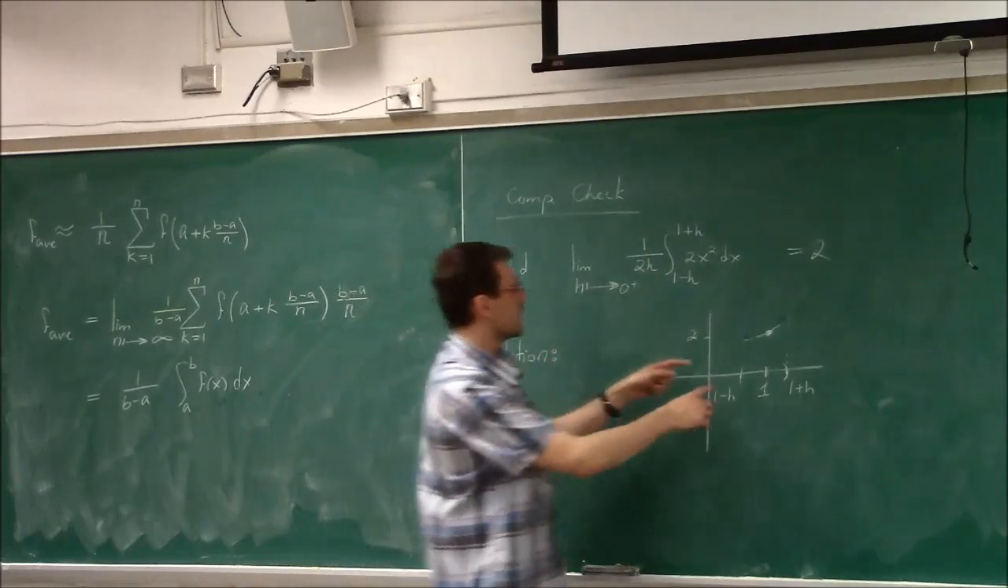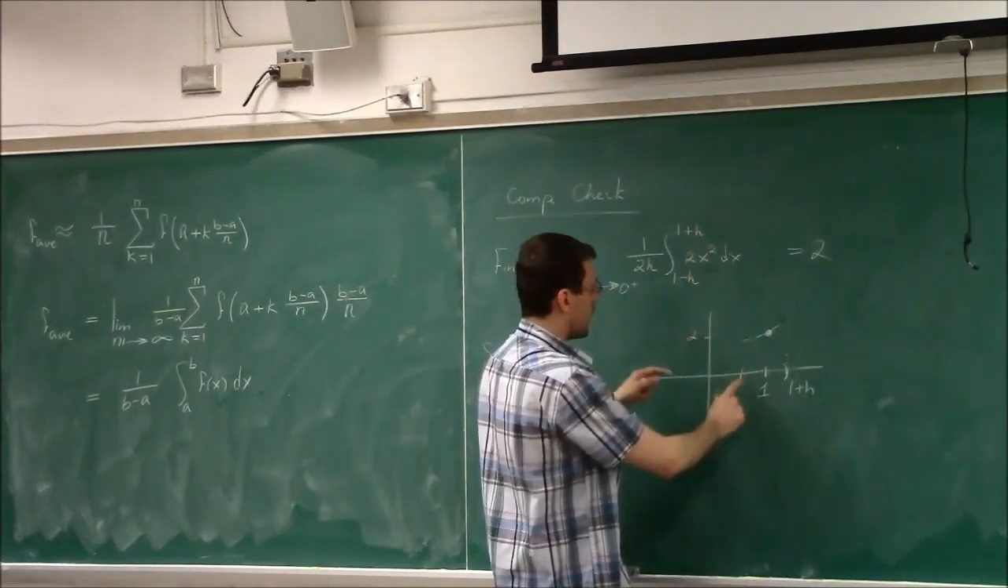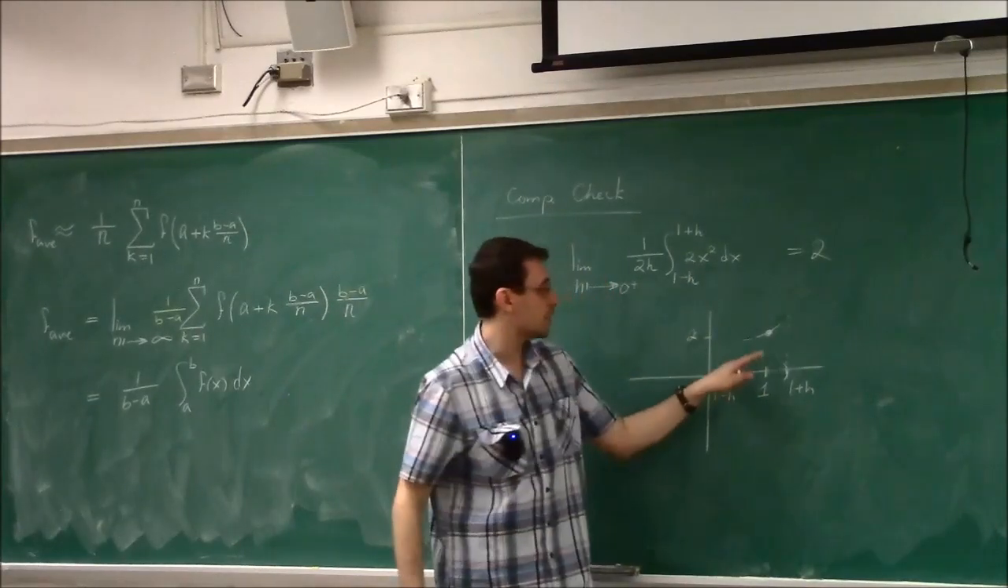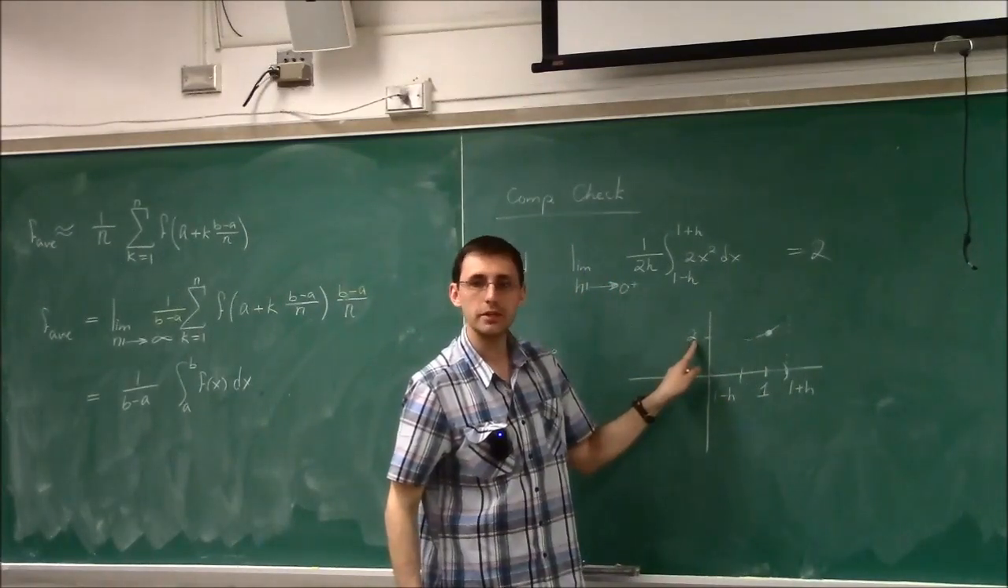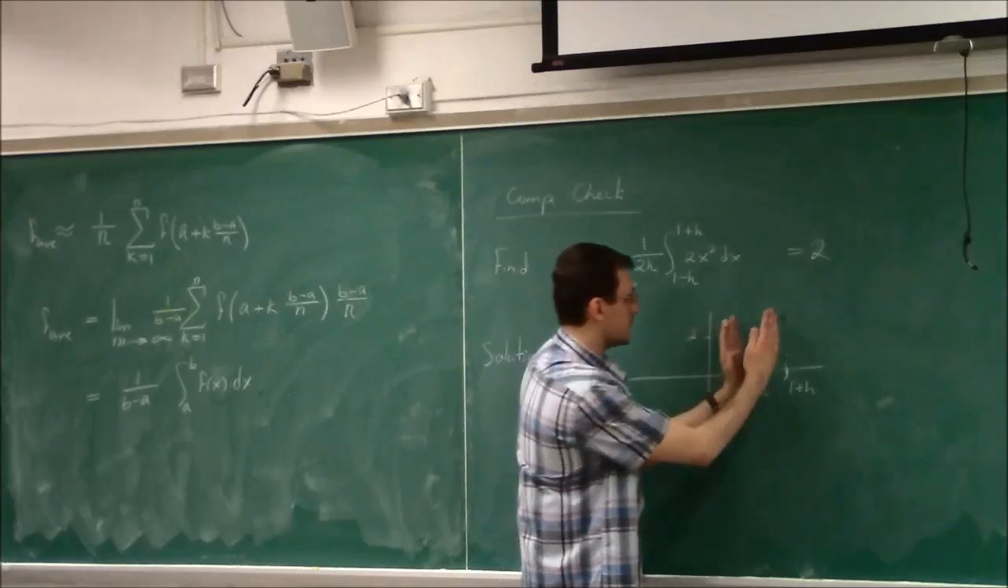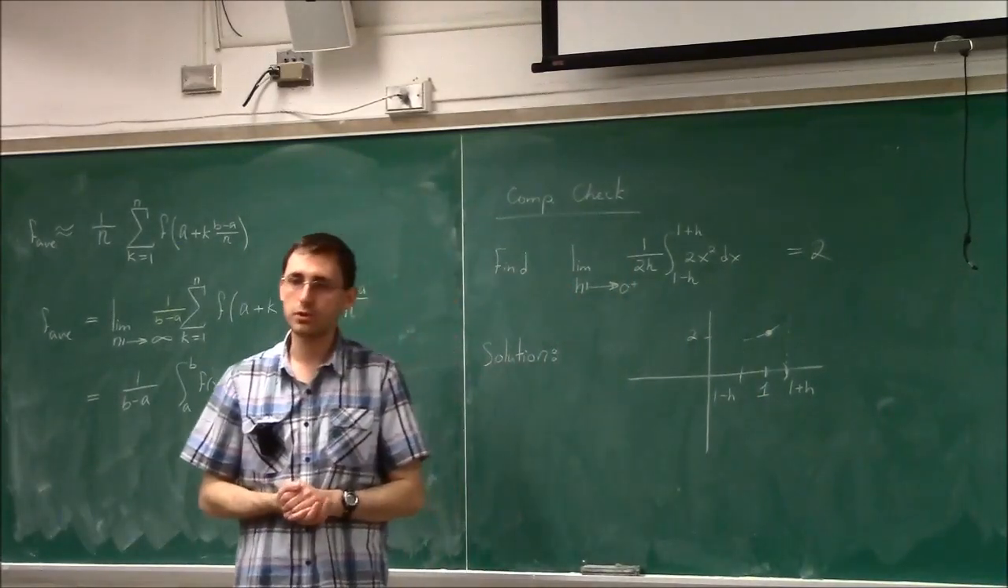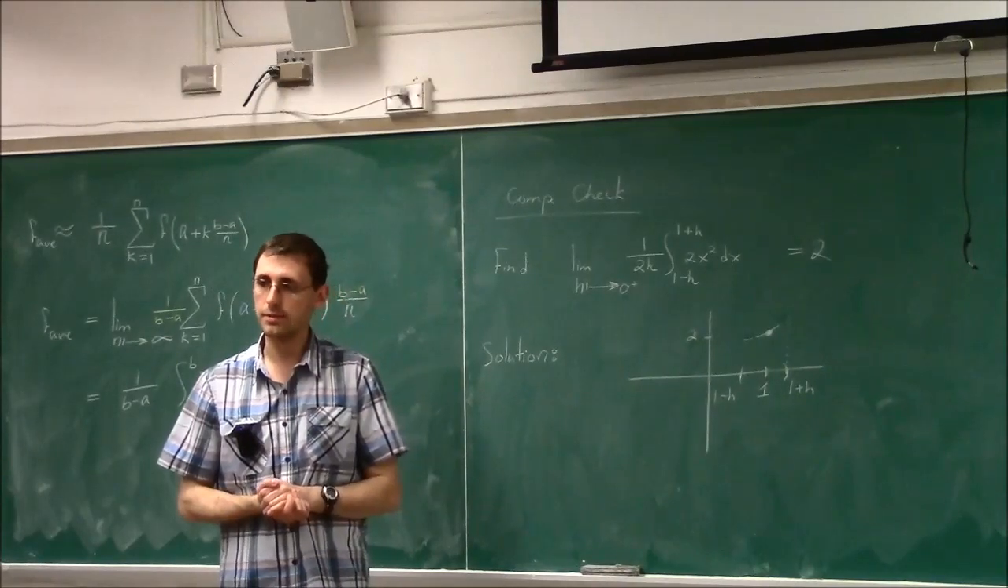Now, if h is very small, then where I'm walking is very close to 1. The function 2x squared is continuous and very close to 1. Its elevation is very close to 2. So if h is really small, the average must itself merge to 2. Make some sense?